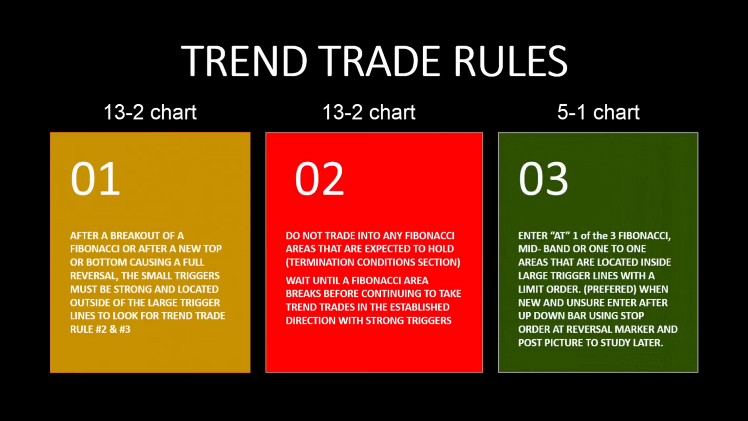So when we talk about a trade, again, this is where we start everybody out at. You don't have to stay here, but this is where the education is going to start. And when you read our trend trade rules, you'll start to see all of these things overlapping. After a breakout of fibs or a new top or bottom with strong trigger lines, we're going to look for trend trades. And that's what we look for on our 13-2 chart. Rule number 2 says don't trade into an area that might hold, right? That's what we call a termination condition. And then obviously we talk about entries later.